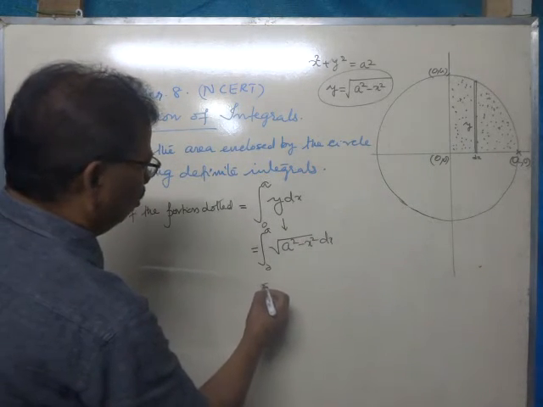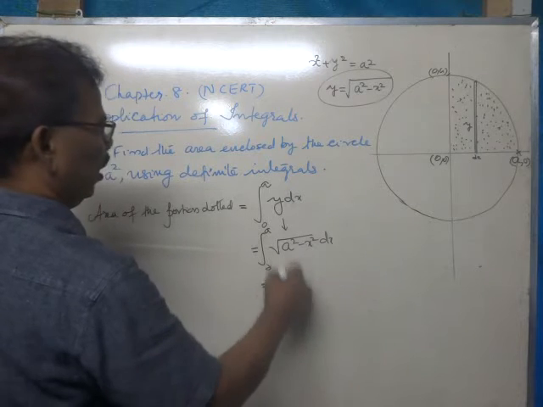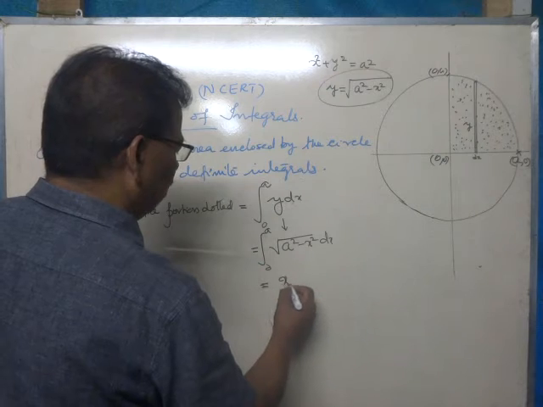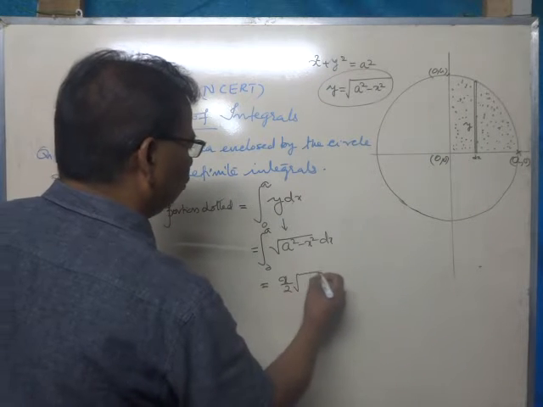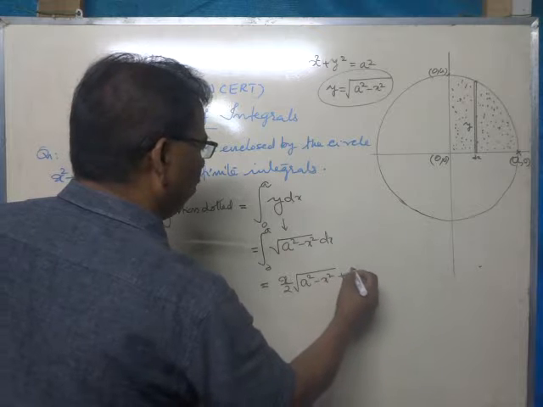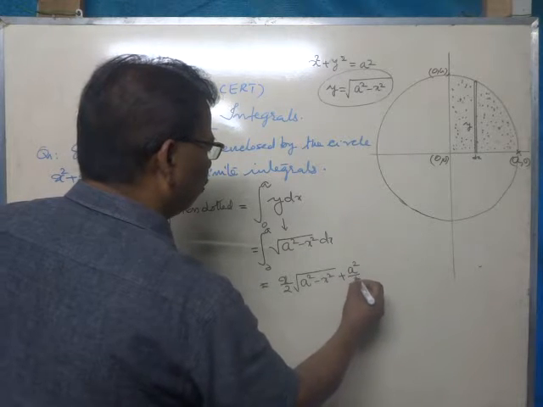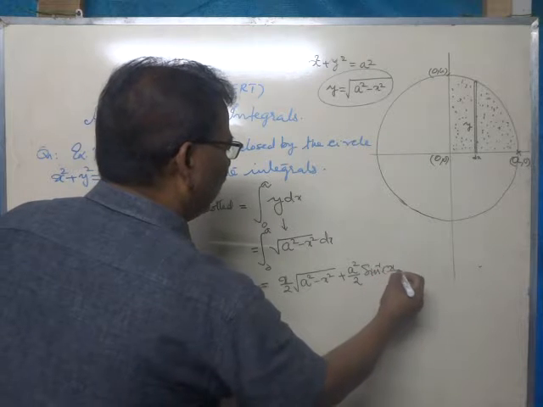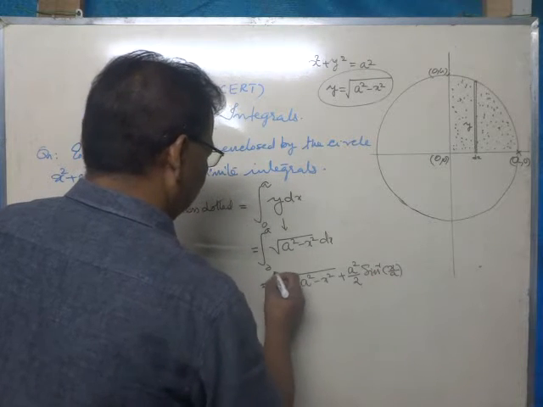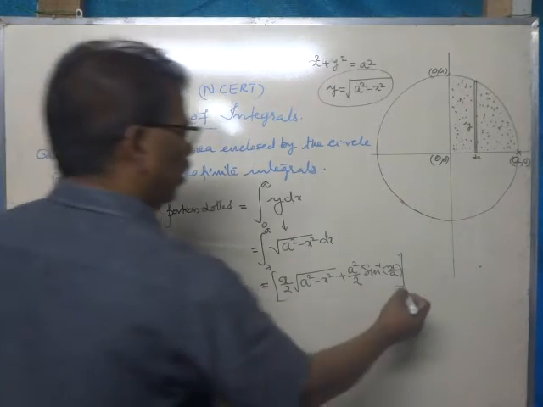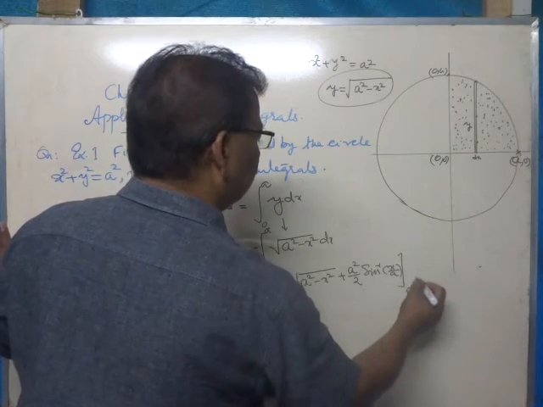And we know integral square root of a square minus x square dx is equal to x by 2 square root of a square minus x square plus a square by 2 sin inverse x by a. And the interval is 0 to a.